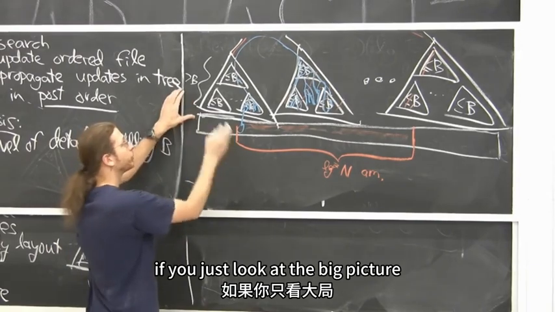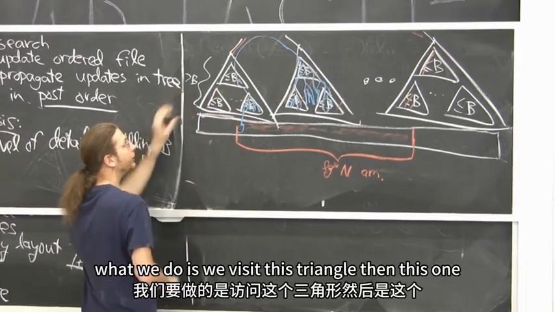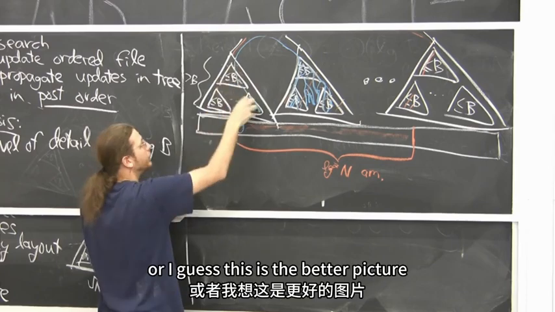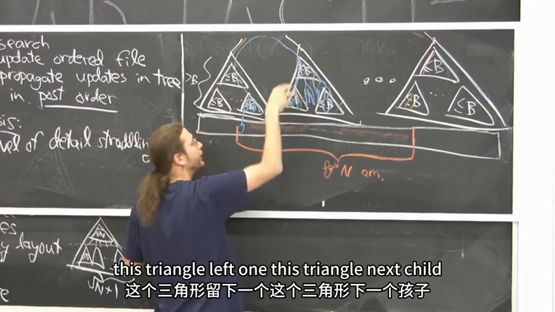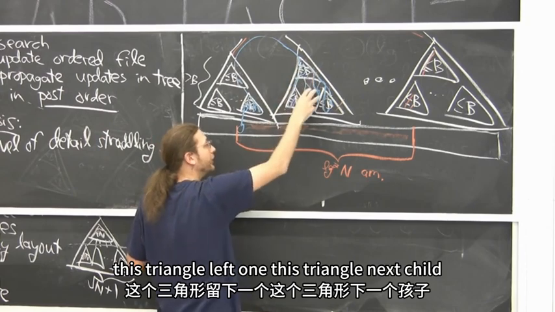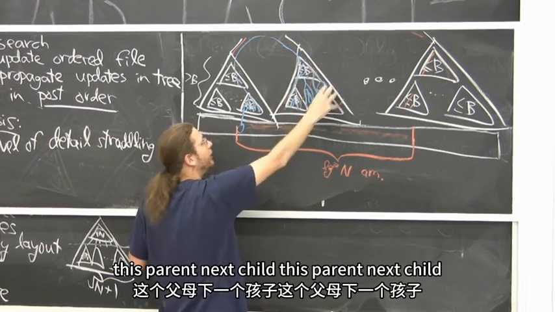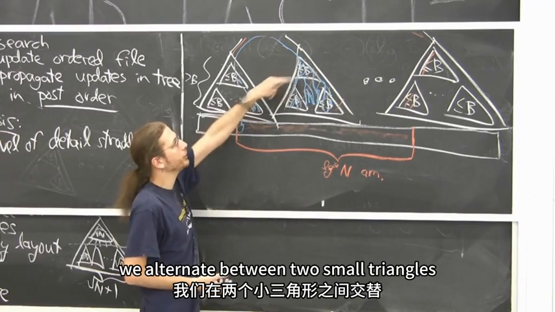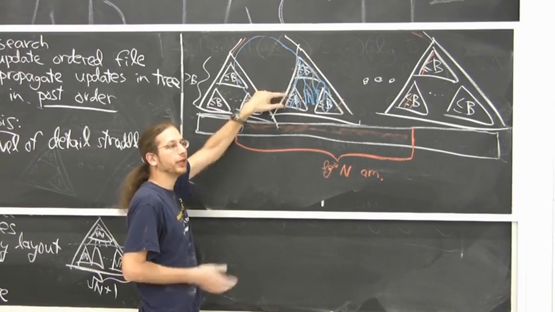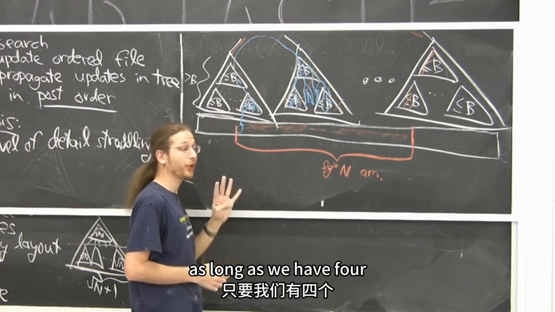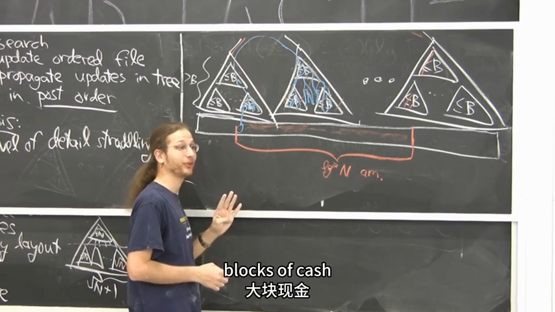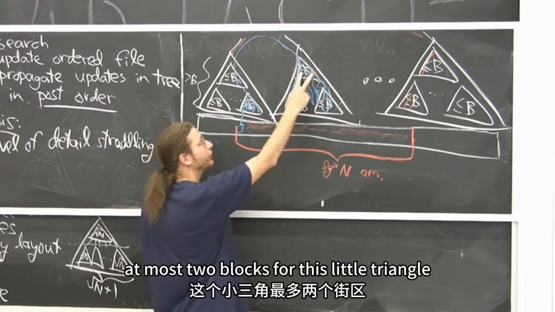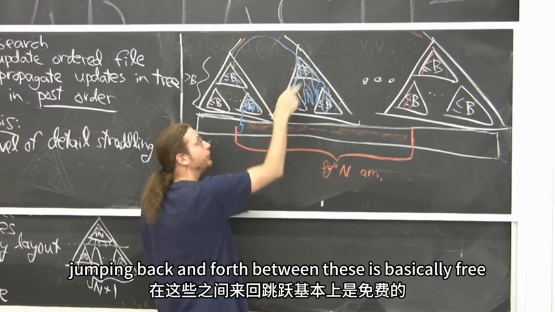Think about that order. If you just look at the big picture, which is which triangles are we visiting, what we do is we visit this triangle, left one, this triangle, next child, this parent, next child, this parent, next child. And when we're done, we go over to the next big triangle. Within a big triangle, we alternate between two small triangles. As long as we have 4 blocks of cache, this will be good. Because there's at most 2 blocks for this little triangle, at most 2 blocks for this little triangle. So jumping back and forth between these is basically free.